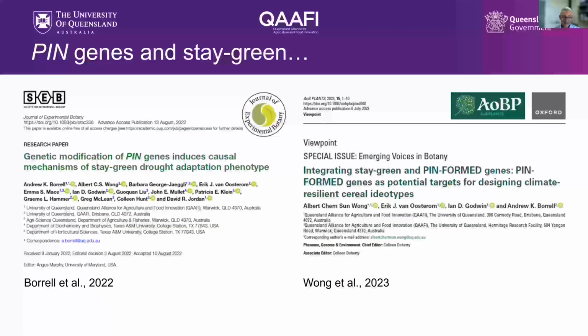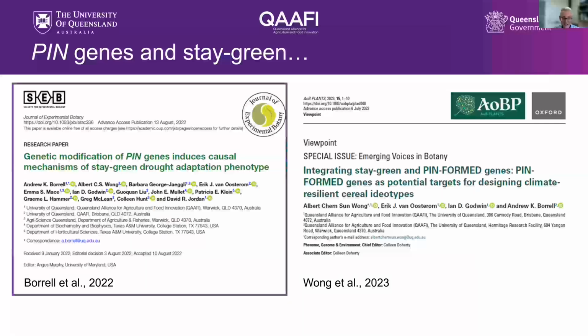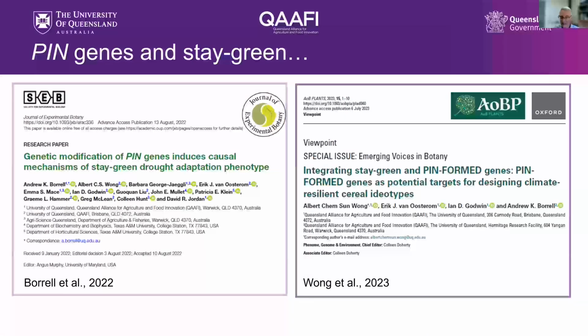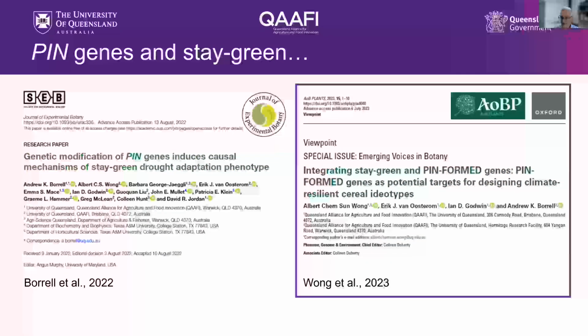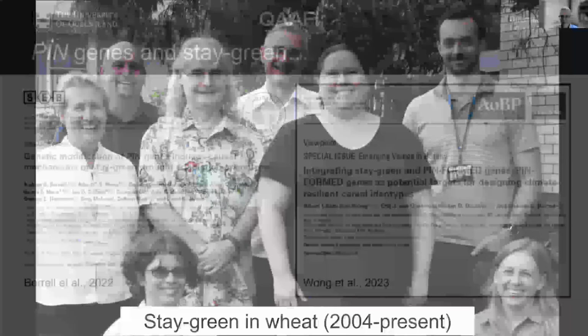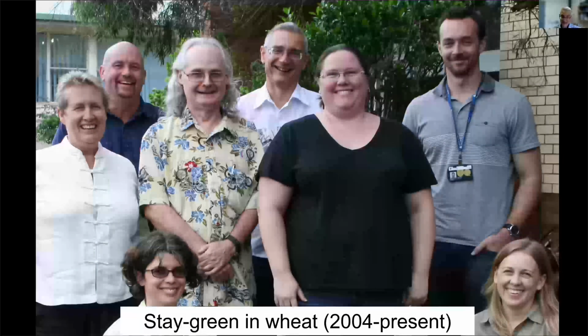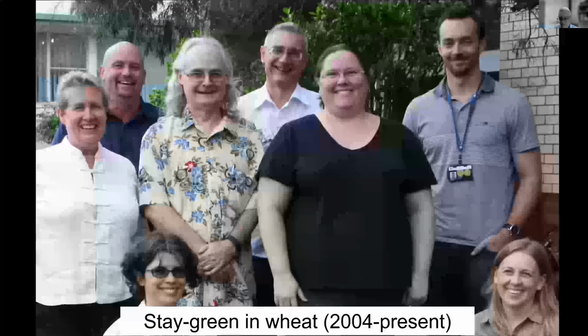We published this work in JXB, looking at genetic modification of PIN genes and how it induces causal mechanisms of Stay-Green. And Albert did more of a review paper on this for Annals of Botany Plants. Alongside the years of work that we've done in Stay-Green in sorghum, we also worked from 2004 through to the present on Stay-Green wheat. This was a team largely headed up by Jack Christopher, with significant input from others, including Corinne Chenu.